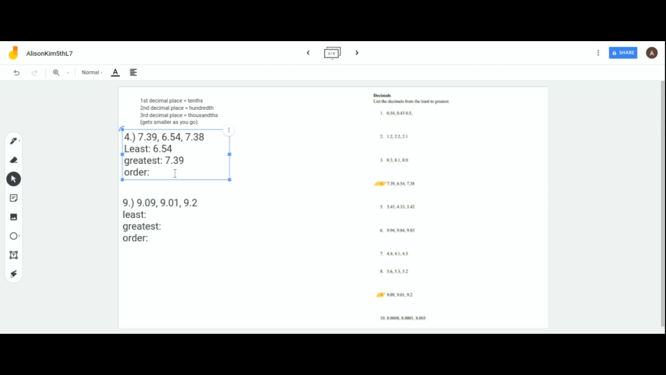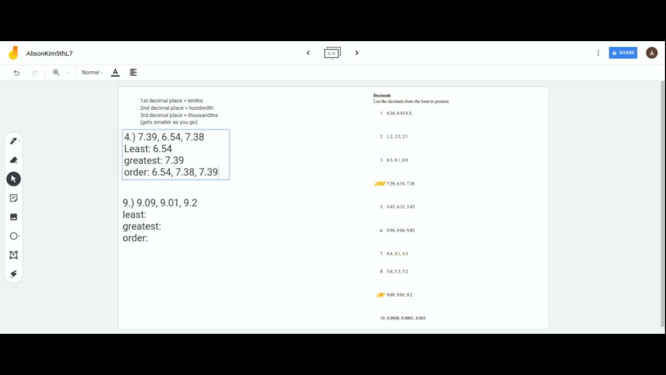So your least was 6.54, and we said the greatest was 7.39, but before that we have to put 7.38, then we could put the greatest, which is 7.39, and that's your answer for number 4. Now let's move on to number 9.